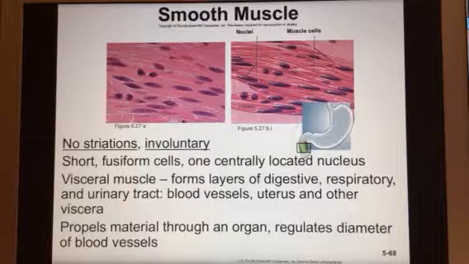So this forms layers of muscle in the digestive system, respiratory, urinary tract. It's around blood vessels, and it propels material through an organ. So in the stomach specifically, there's 3 layers of smooth muscle, and it helps the stomach to contract in multiple directions to propel the food downward.